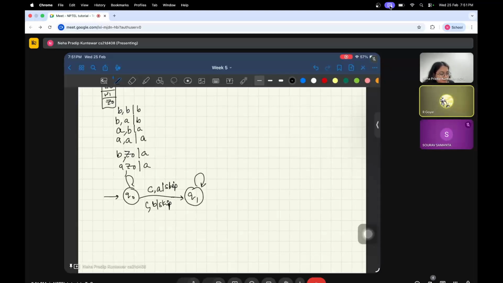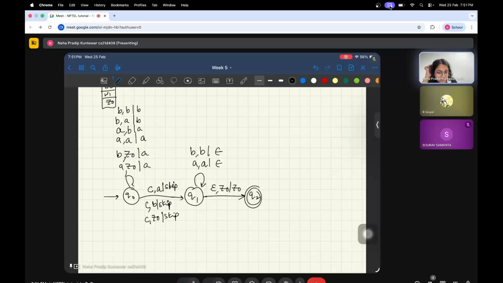If it is a comma a, then I pop it off, and likewise b comma b, we pop it off. Then after reading null comma Z naught, we make a move to the final state. We can easily include c comma Z naught here as well, just to include the fact that the single c is also part of the language. So here c comma Z naught, then I will skip as well. This is the acceptance through the final state.